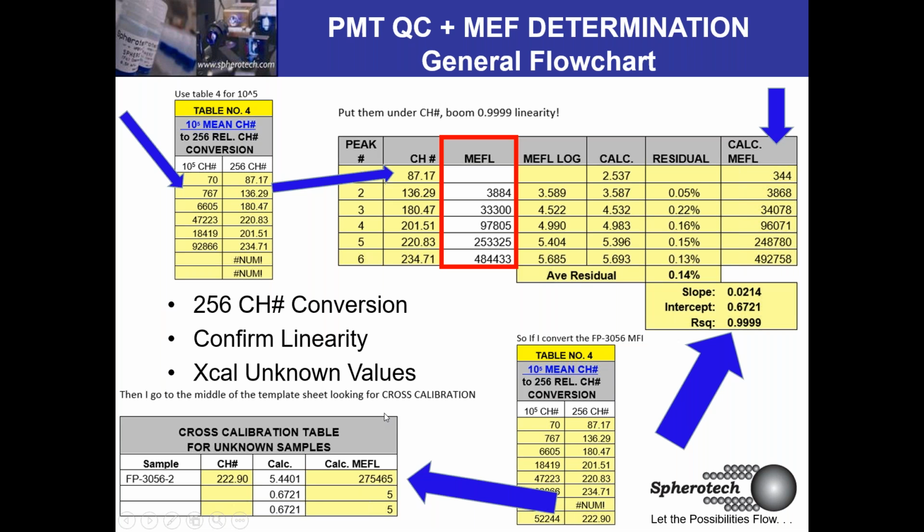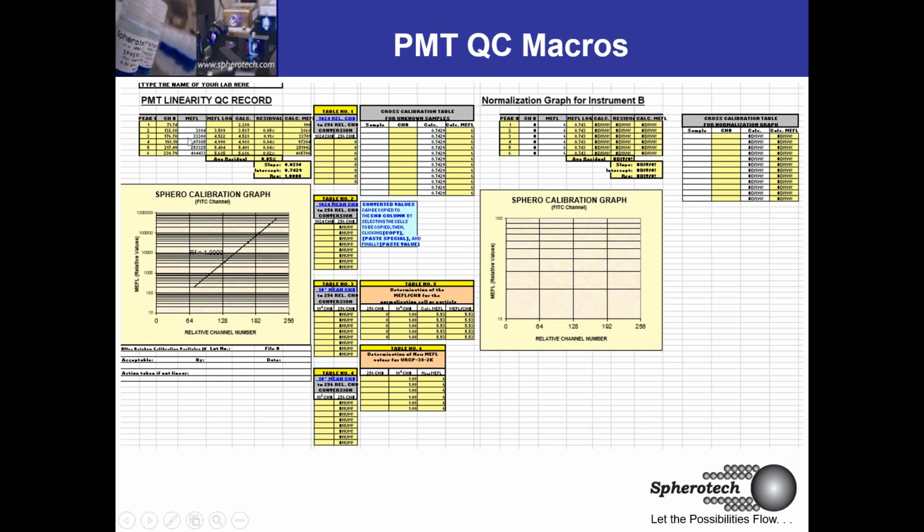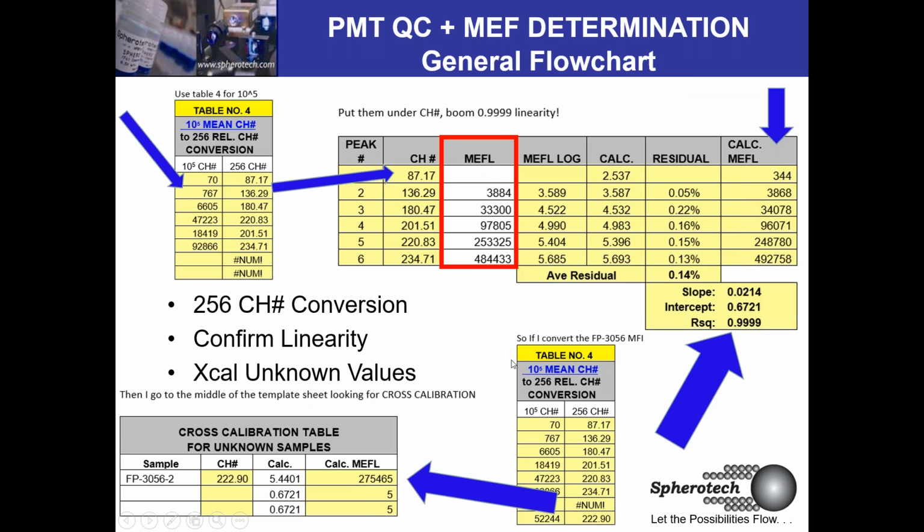Now I'm going to put in my unknown. Remember, I got my unknown here. Well, that had a mean. I'm going to put it just in the bottom here, pop out my relative value, and then this cross-calibration table. Remember I told you back here, we've only been talking about the left side of the table. Right here in the middle, cross-calibration, right? That's going to be from my unknown samples. So I can put in, oh, this is the name of my sample. This was my relative channel number. As long as this is set up, the macros are made to tell you, oh, based on this linearity, if you have this relative channel value, this is your MEF.